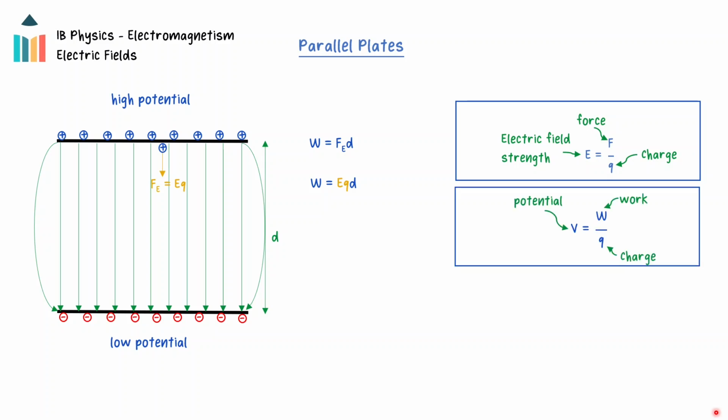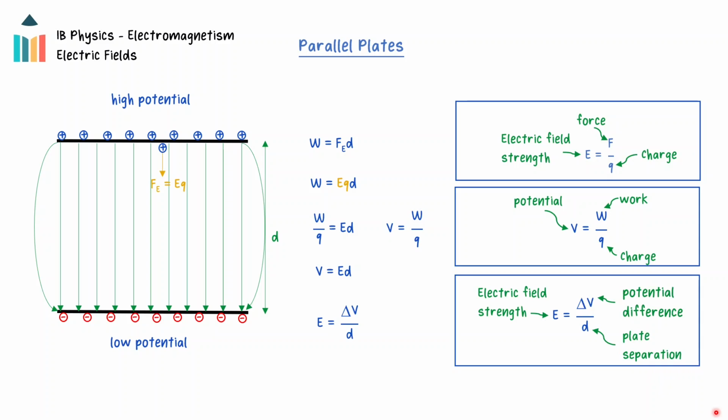The definition of potential difference is the ratio of the work done in moving a charge to the amount of charge. Potential V is equal to work W divided by Q. Subbing the equation for the work done into the definition of the potential difference and simplifying will yield the electric field strength of the parallel plate electric field. The electric field strength E is equal to the potential difference, delta V, divided by d, the distance between the plates.